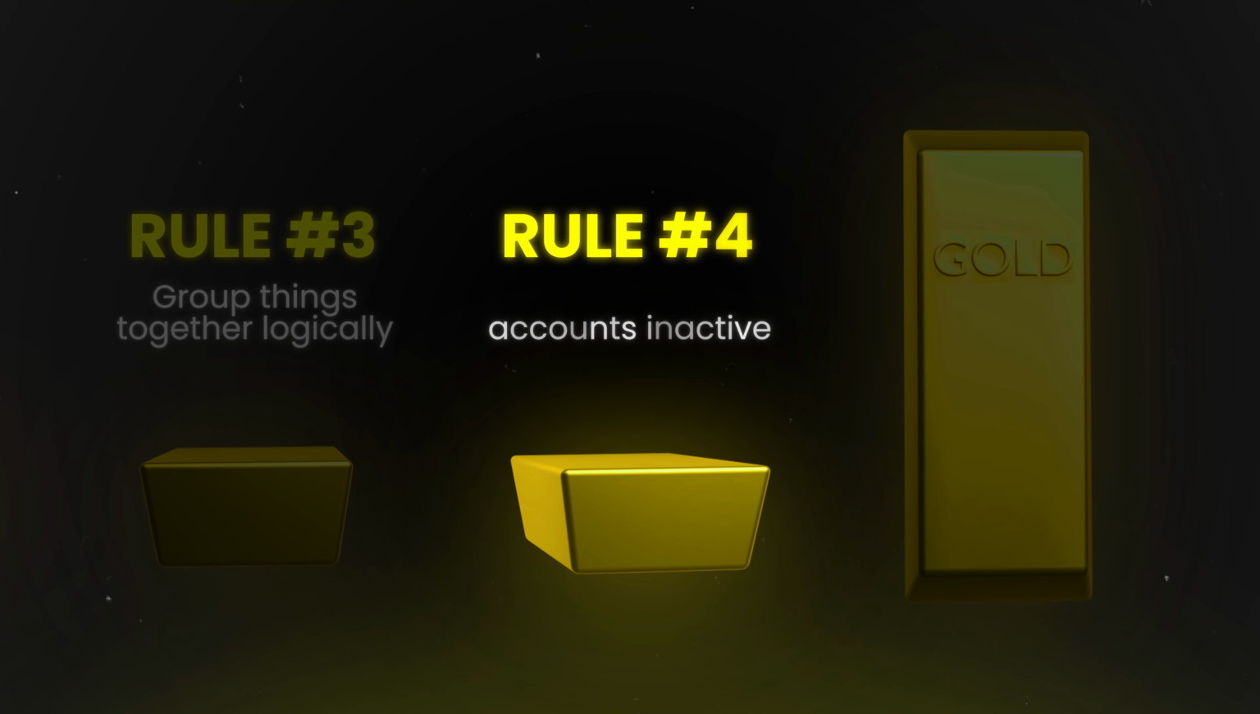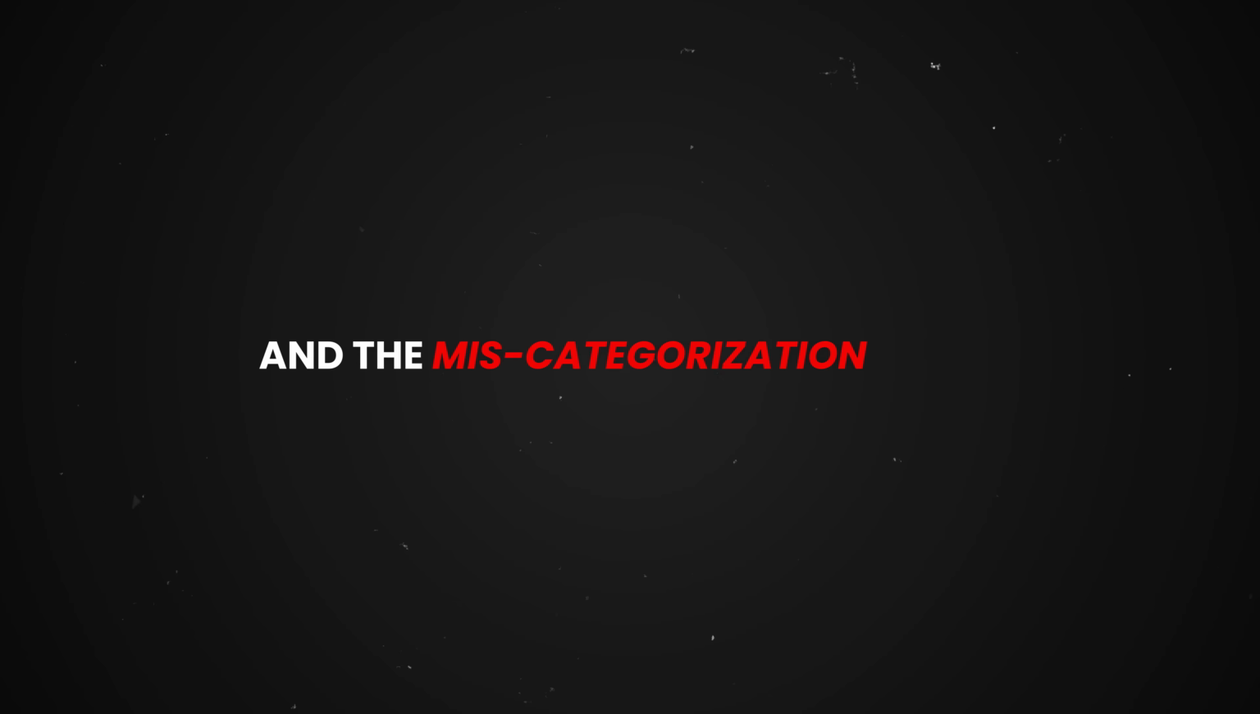Rule number 4, make problem accounts inactive. This will stop transactions from landing in the wrong place on a consistent basis. The supplies account that we spoke about a minute ago is a great example. Make it inactive and the miscategorization stops.